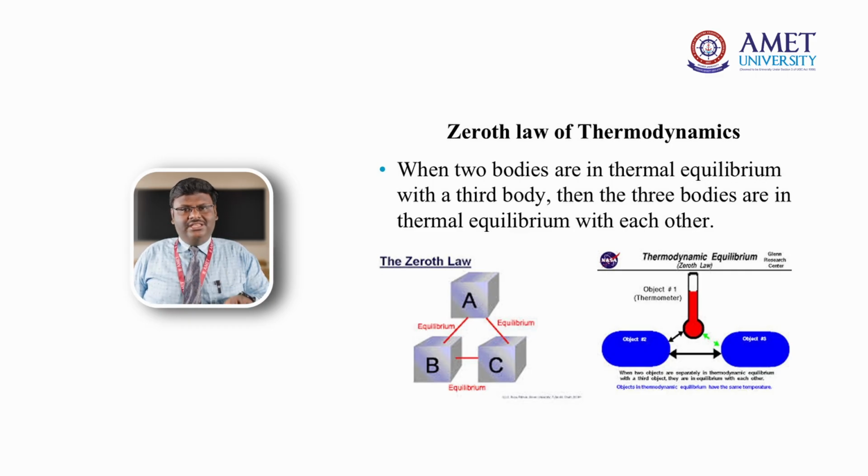If this is the condition that exists, then I can say A and C will be at the same temperature, or A and C will be in thermal equilibrium among themselves. So the zeroth law states that when two bodies are in thermal equilibrium separately with a third body, even though there are no interconnections between them, then I can say they are in thermal equilibrium among themselves.